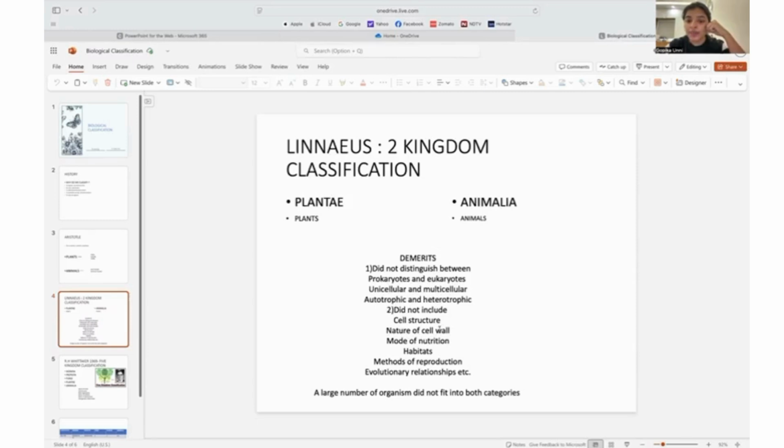And then some bacteria have prokaryotic cells, while animals have eukaryotic cells, so they cannot be put in the same group. They have to be put in different groups. The mode of nutrition, as I told you, some are autotrophs, some are heterotrophs, some are both. How can we put all of them in the same group? We cannot, right? And the habitats are different, the methods of reproduction are different, and their evolutionary relationships he did not consider at all. So all these were the demerits.